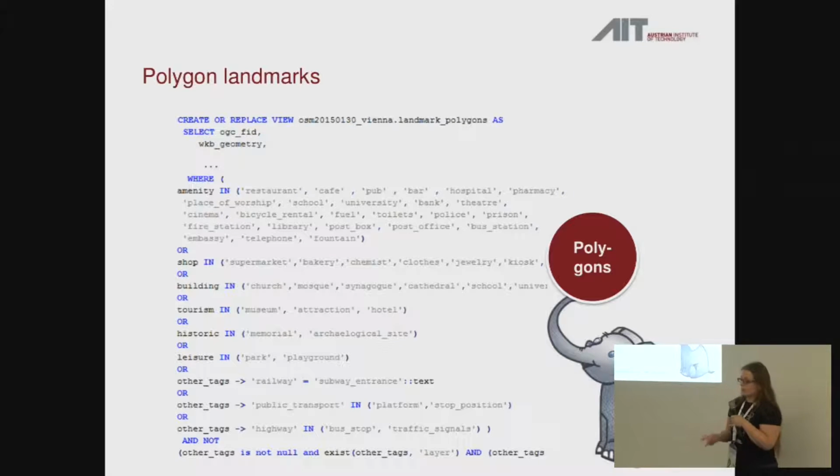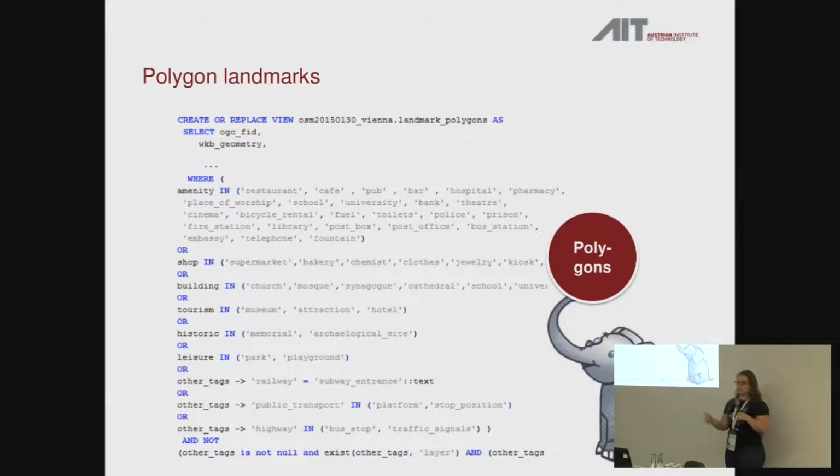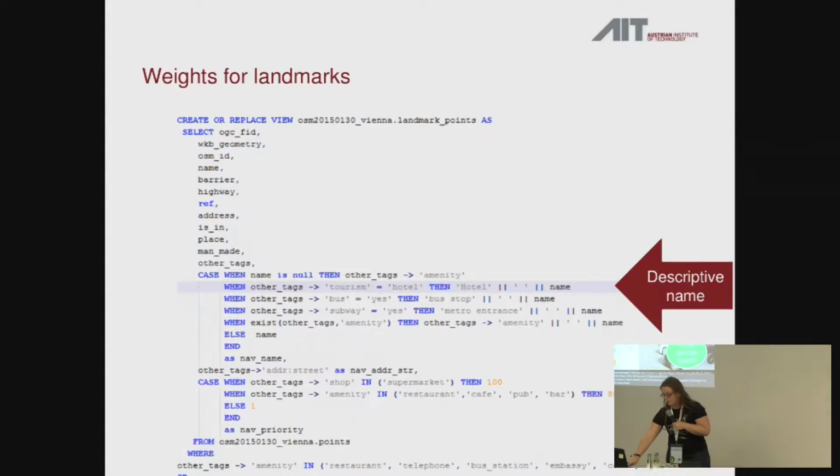So I do this for the points as well as for the polygons, because many things are mapped in different ways in OpenStreetMap. For example, if there's one building and this building is a shop, it's usually a polygon. But if the same shop is within a bigger building and this building contains multiple shops, then it might just be represented as a point. That's why you have to have both of these feature types as potential landmarks.